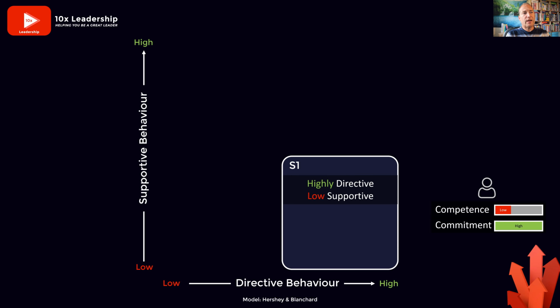Now, let me just clarify that, because it can be quite confusing. It's not that you're not supportive of the individual and the team. It's about the amount of effort you're going to be putting in. In some of the other scenarios, as you'll see, you're going to have to spend a lot of time with people to get to the right answer. With a highly directive approach, basically you're just going to be telling them what they need to do, and that doesn't take a lot of time. So that's why in this instance the supportive is classed as low.